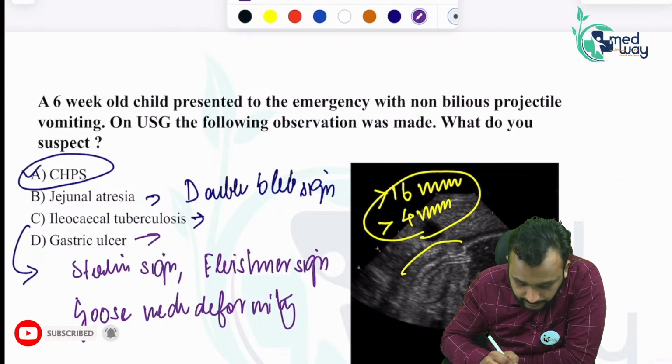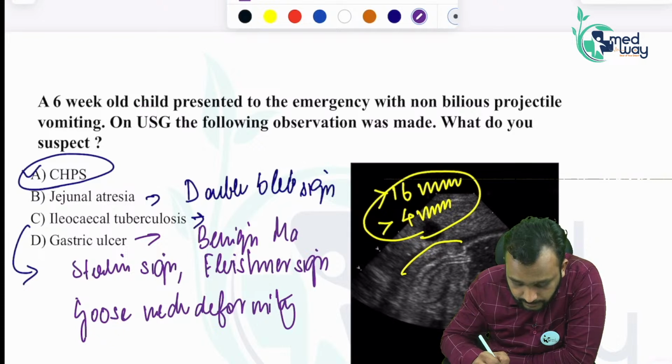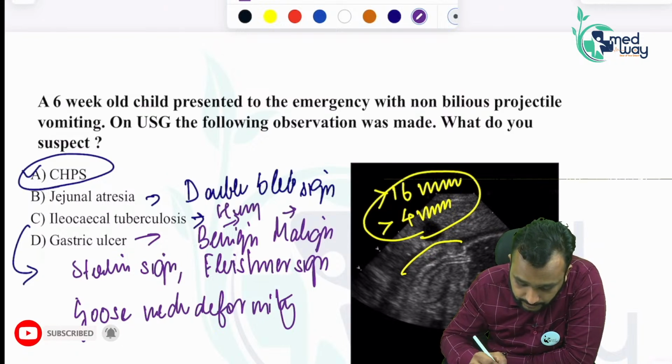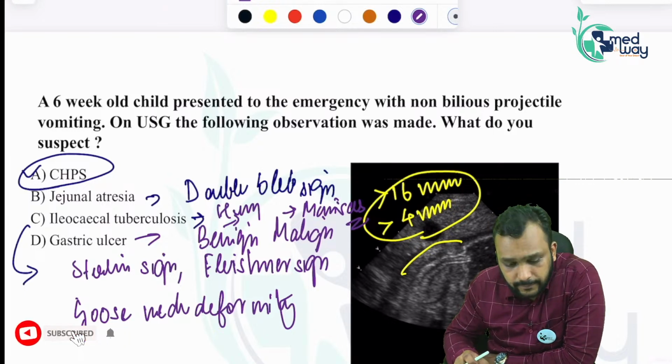And in gastric ulcers, these are of two types, benign and malignant. In a benign ulcer, you will see Hampton's hump, and in a malignant ulcer, you will get the meniscus sign.